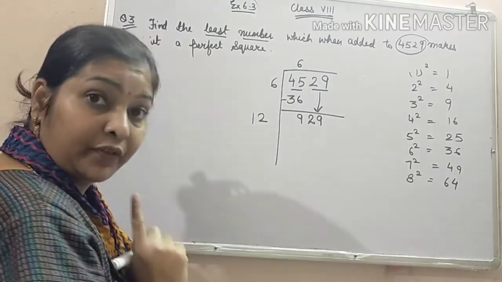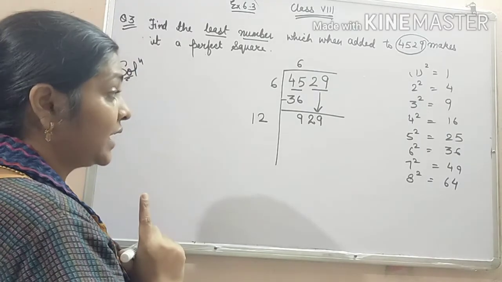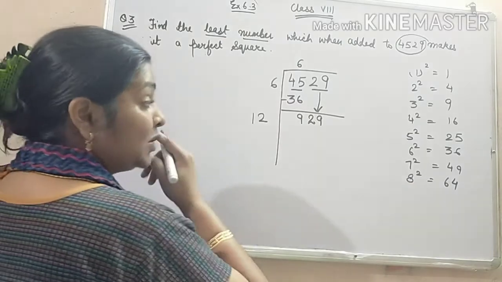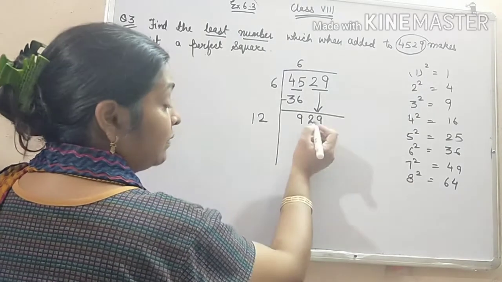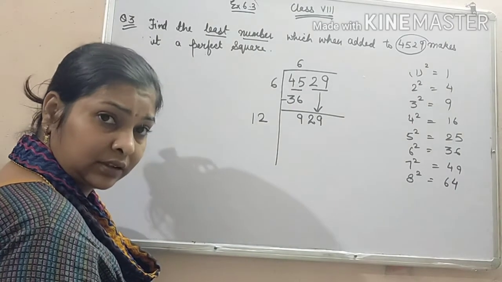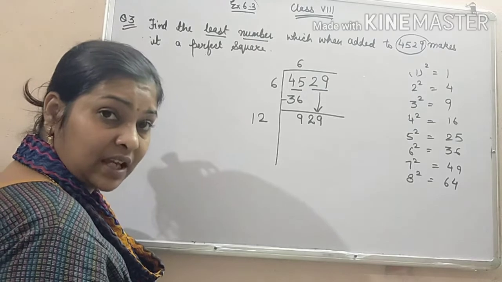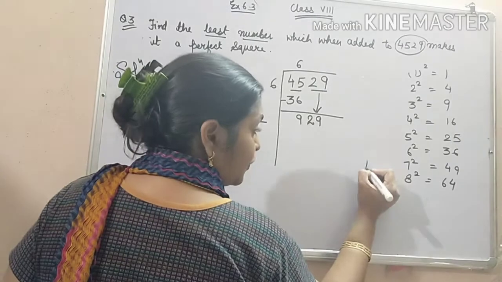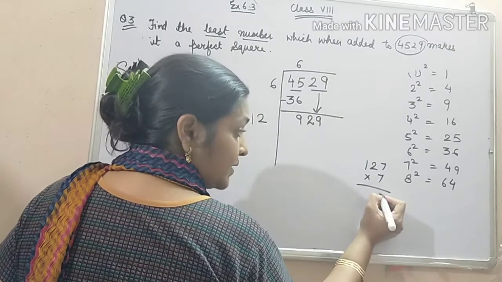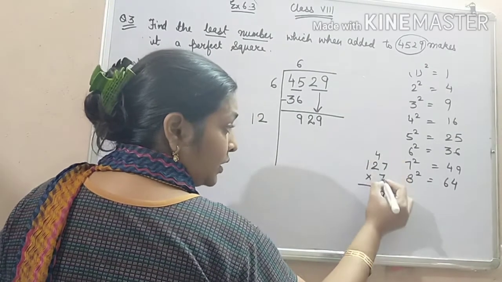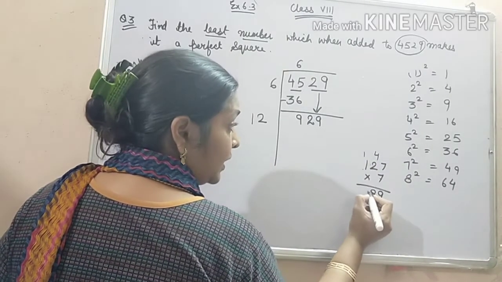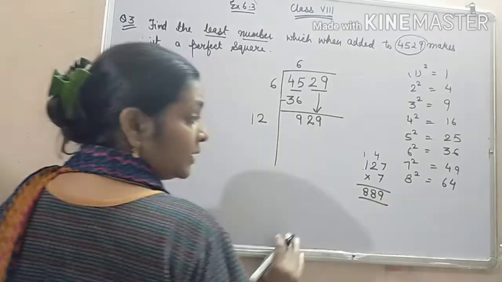Now it is not a perfect square. So you need to check which number it could be near to. For that you can see that in the table of 12, 92 will go on which number? I think nearly 7, because 12 sevens are 84. So first of all, I will try 127 into 7. 7 sevens are 49, 4 carry. 7 twos are 14 plus 4, 18. 1 carry. 7 ones are 7, and 1, 8. 889.